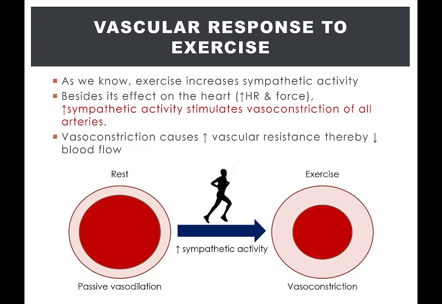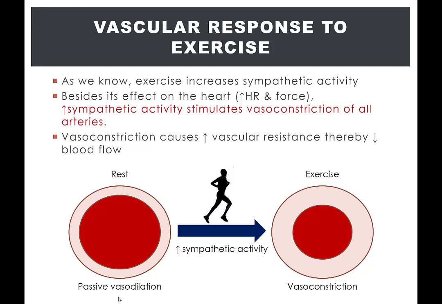This occurs through the stimulation of smooth muscle contraction, and that is shown here in this simple figure. Now here, this is a cross-section of an artery, and the lighter pink outer wall represents smooth muscle. The circle inside represents the lumen, which is where blood flows. At rest, you have passive vasodilation, mainly because there's no stimulus for contraction or vasoconstriction.